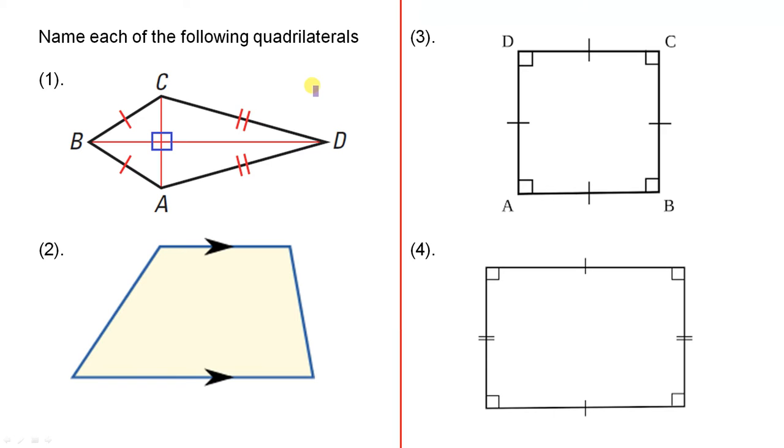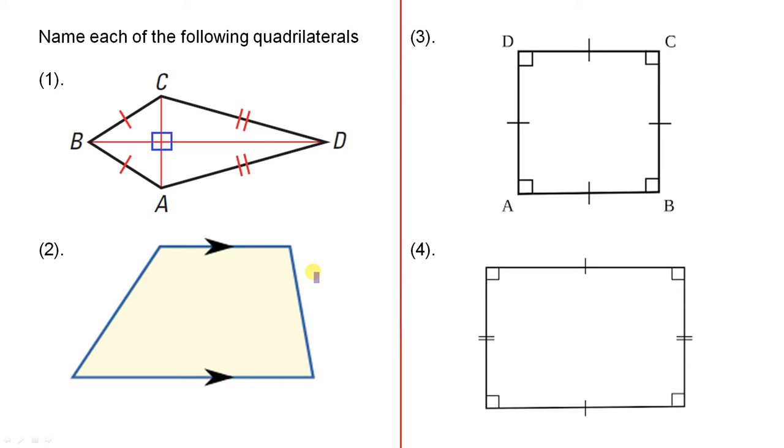So let's see what we're asked to do here. Name each of the following quadrilaterals. So for number one, we have this quadrilateral here. And all we do, we look very closely at these characteristics. For example, those symbols there. We look at those two symbols there. We look at the two diagonals, and we look at here. And the lesson tells us the name of this particular quadrilateral according to those symbols.